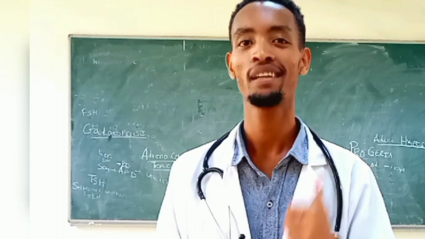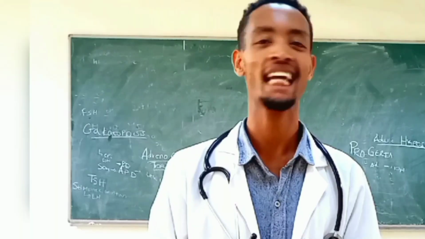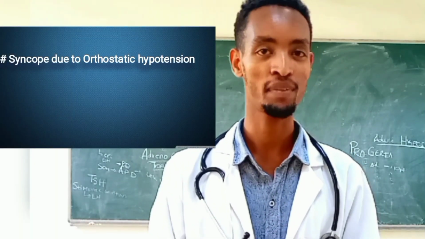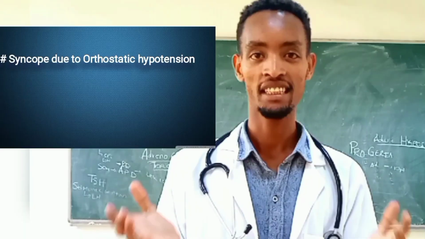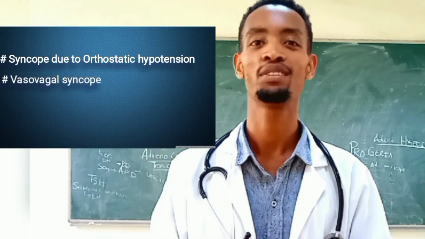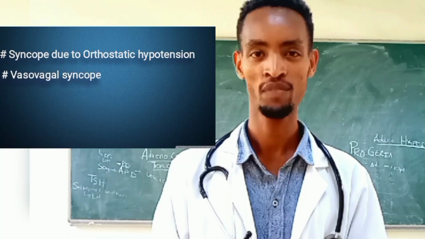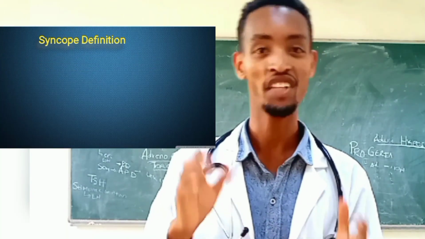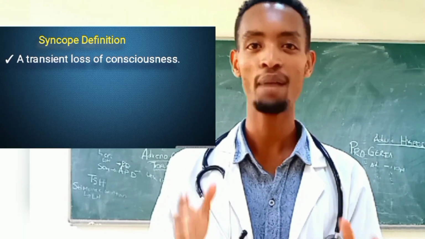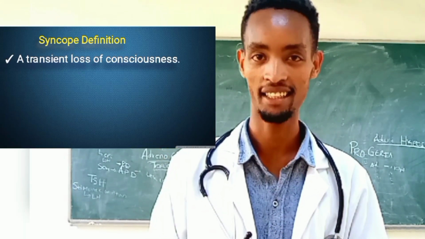Hello everyone, this is Salam and today I'm going to explain syncope due to orthostatic hypotension. And by the end of this video, I will also compare the difference between vasovagal syncope and syncope related to orthostatic hypotension. So what's syncope, by the way? Syncope is a transient loss of consciousness usually associated with hypoperfusion to the brain.